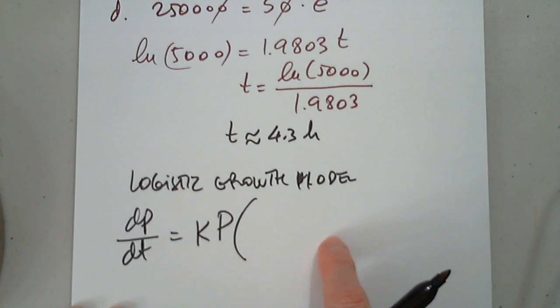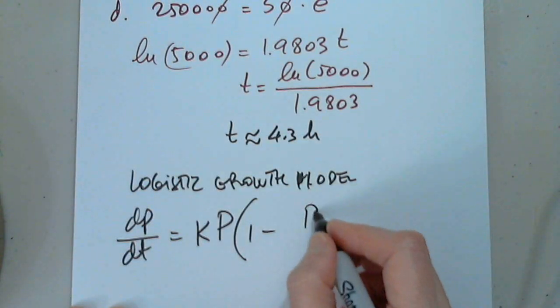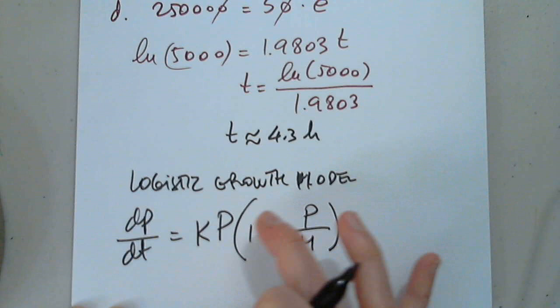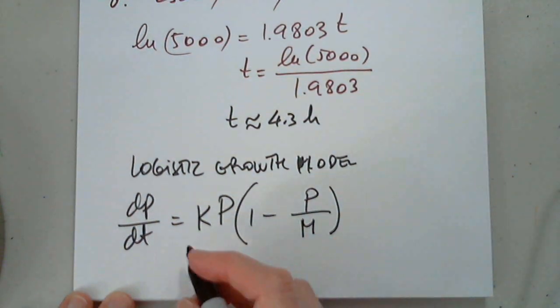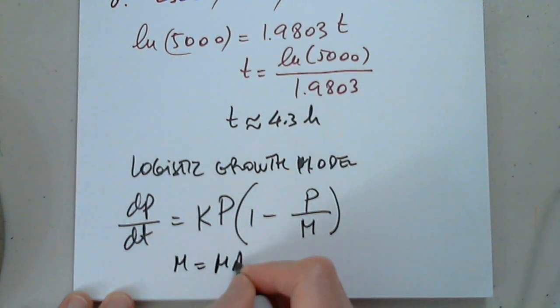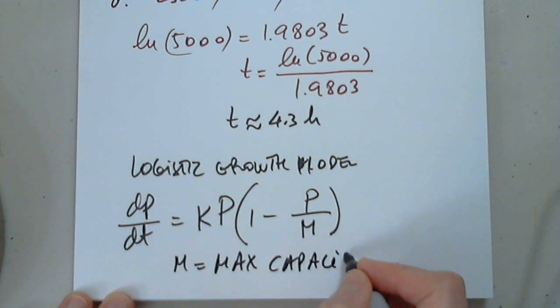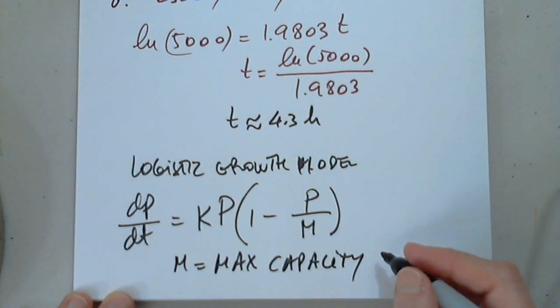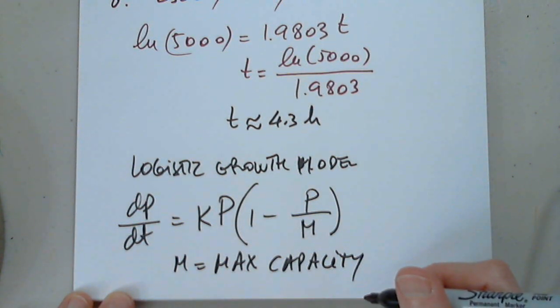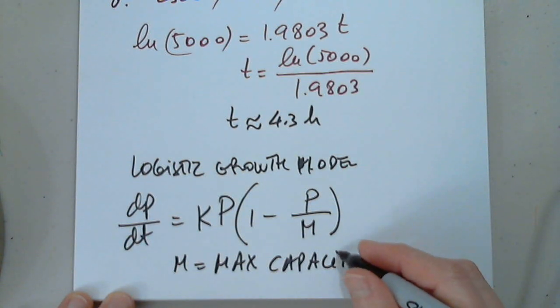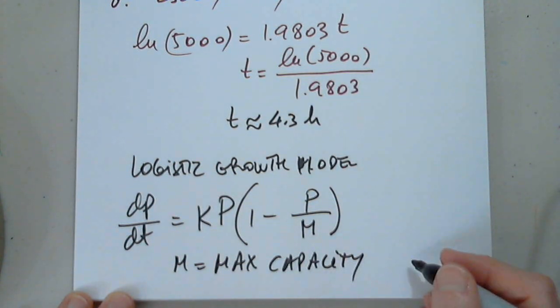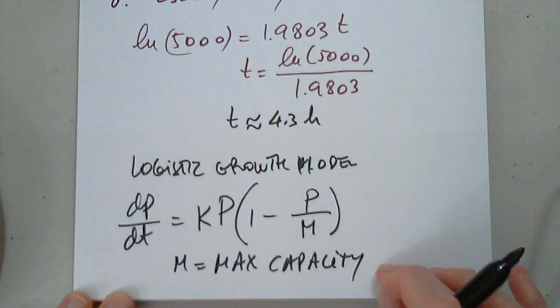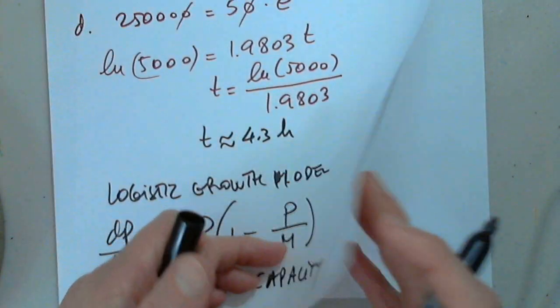However, it also follows with another factor, which is 1 minus p divided by m. P is the same population, but what is m? Well, m is the maximum capacity that the environment sustains. It's also called the maximum capacity or the maximum population that the environment can sustain.